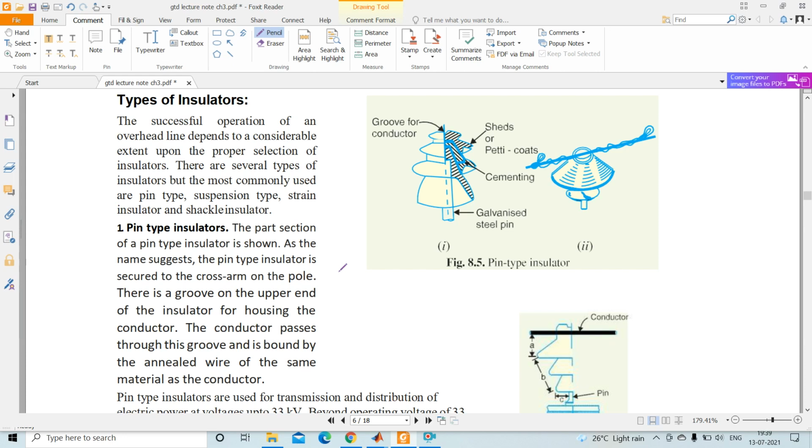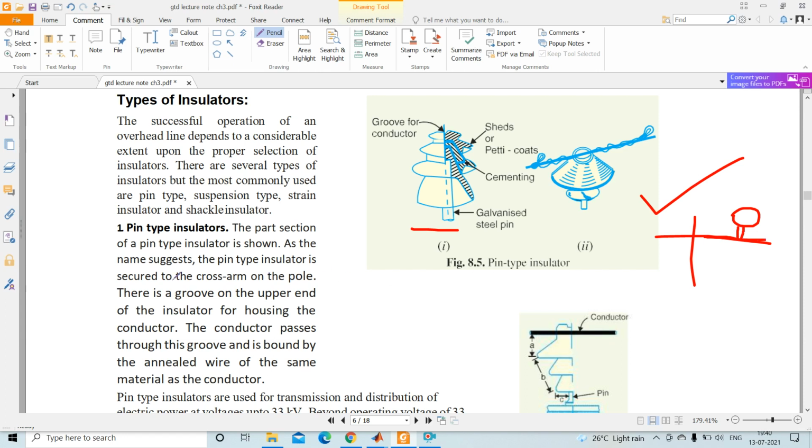In the pin type insulator, see, the part section of a pin type insulator is shown here. This is the part section of the pin type insulator. As the name suggests, the pin type insulator is secured to the cross arm. I already told you, this is the pole, this is the cross arm, and here the insulators are placed in the cross arm. So the pin type insulator is secured to the cross arm. This portion is known as the cross arm.